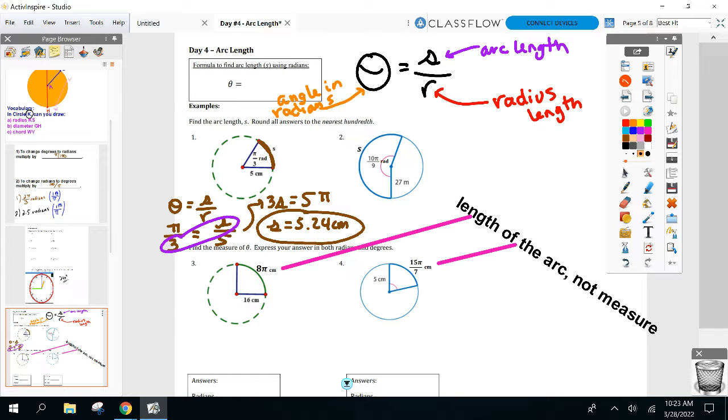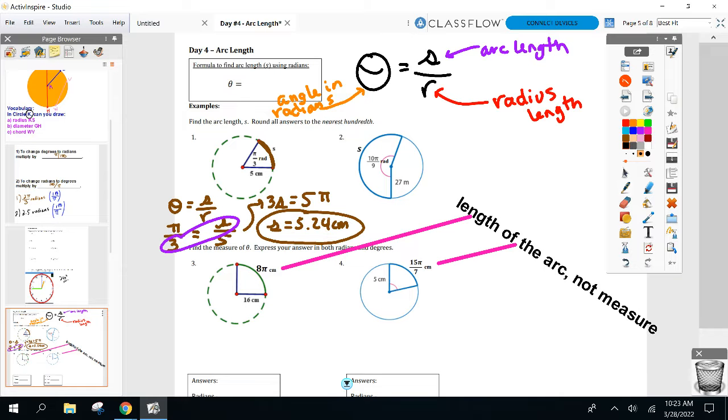So am I making this clear that you could use this formula or take pi over 3, convert it into degrees, and use the other one we've been using, over 360 times pi d? We're all good. You decide where you want to go. Either way, you're still going to get 5.24. All right, second one.